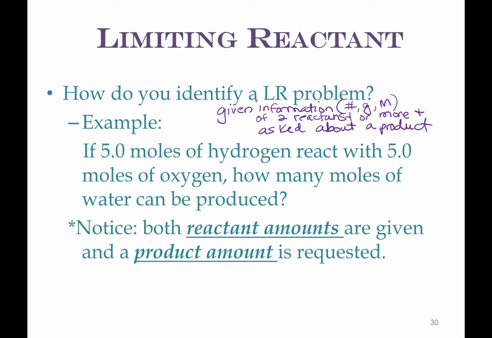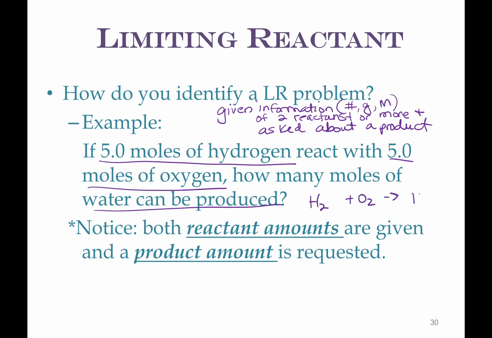So in this equation here, if 5 moles of hydrogen react with 5 moles of oxygen, how many moles of water can be produced? In the equation, H2 plus O2 yields H2O. So we have this equation. We want to know if we have 5 moles of hydrogen and 5 moles of oxygen, how much water can be produced?